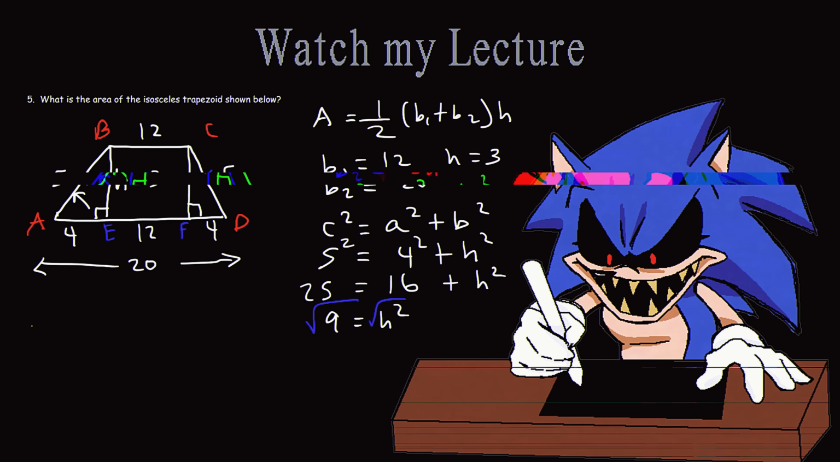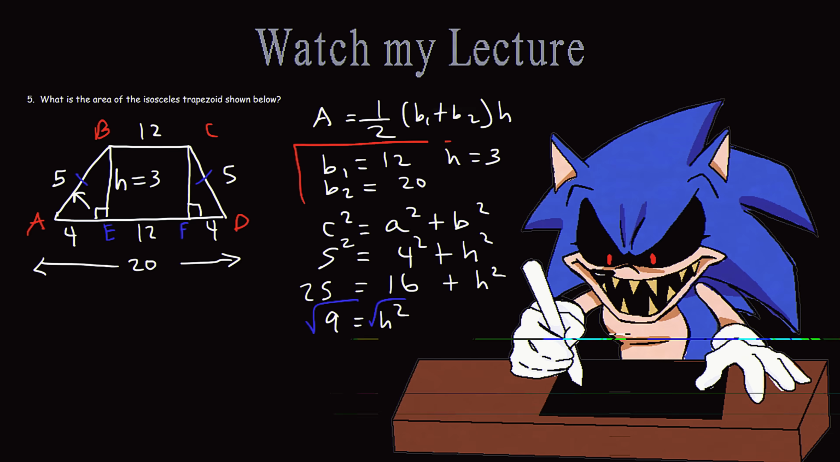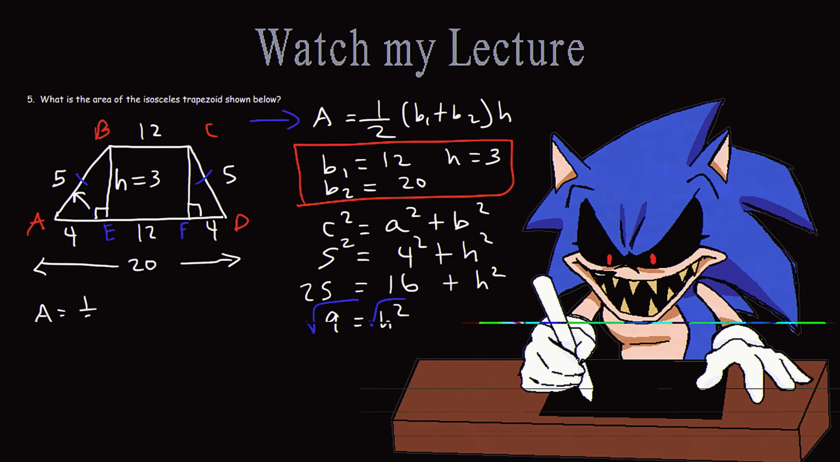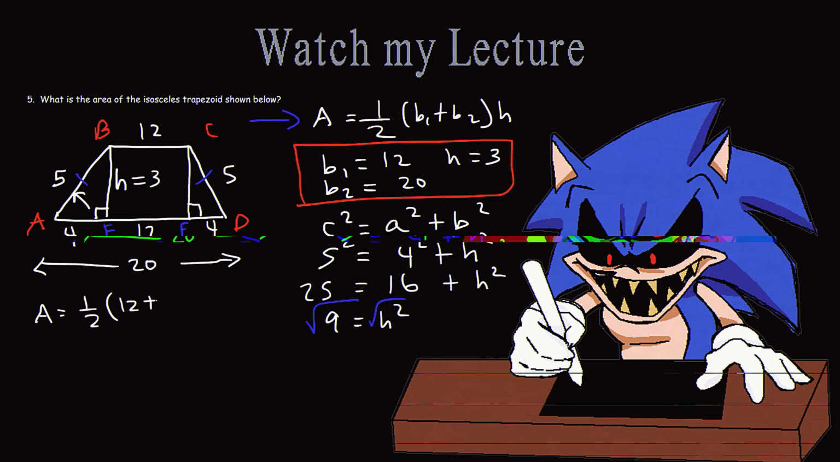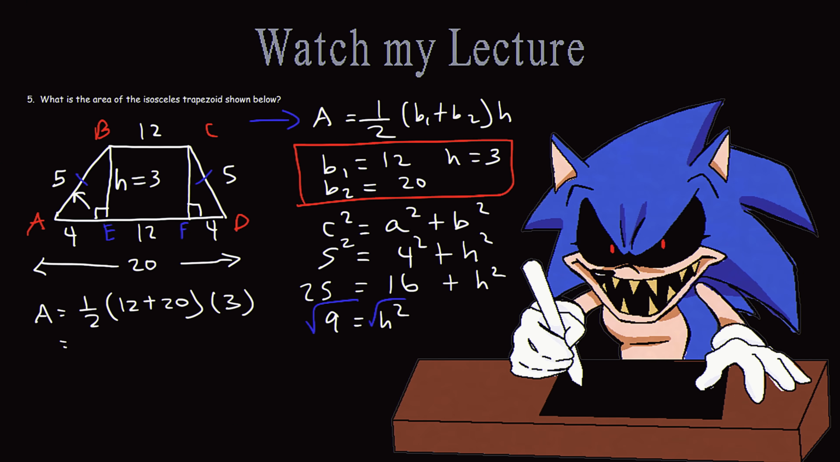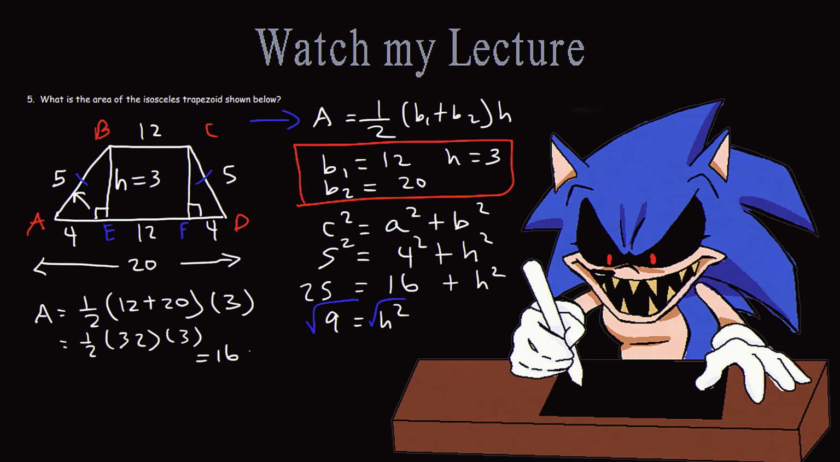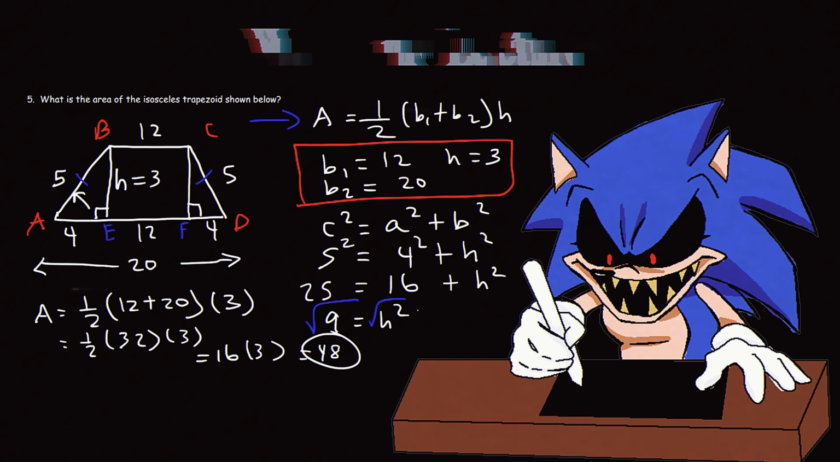So now that we have the value of H, we can calculate the area of the trapezoid using this formula. That is this formula here. So it's going to be 1/2 (B1, which is 12, plus B2, which is 20) times the height of 3. Now, 12 plus 20 is 32. And half of 32 is 16. 16 times 3 is 48. So this right here is the answer. That's the area of the trapezoid.